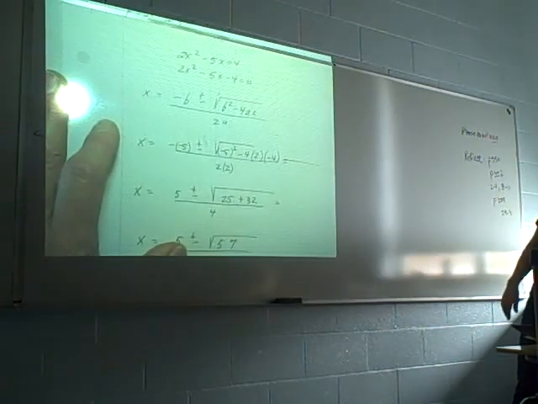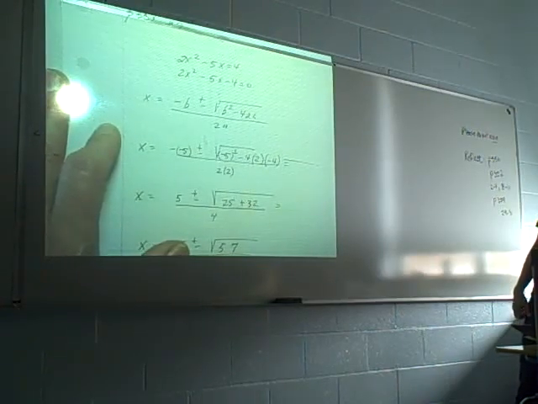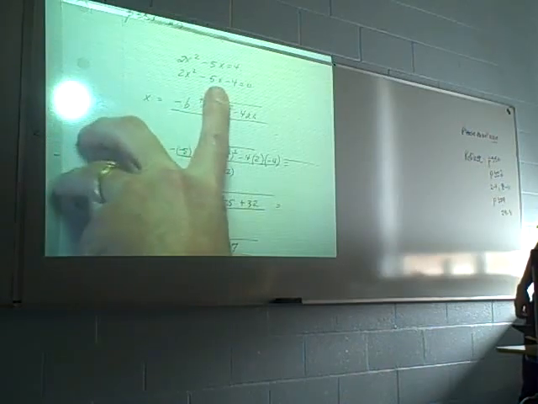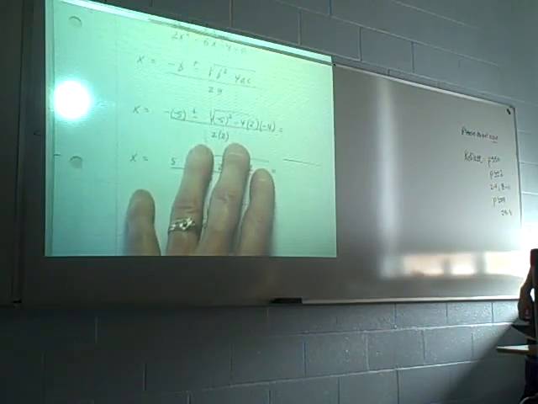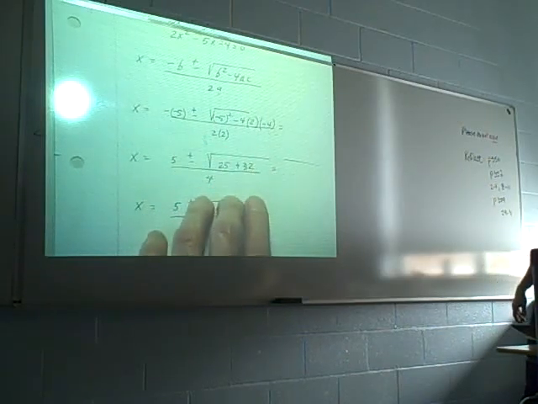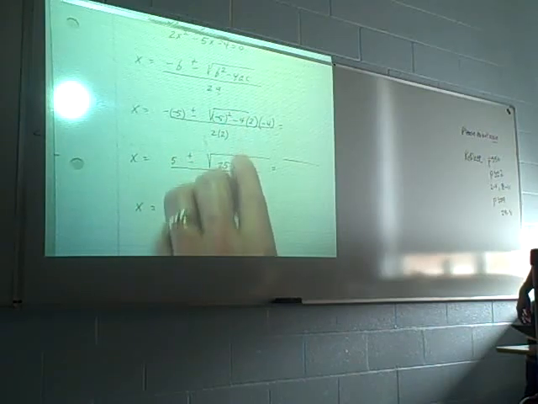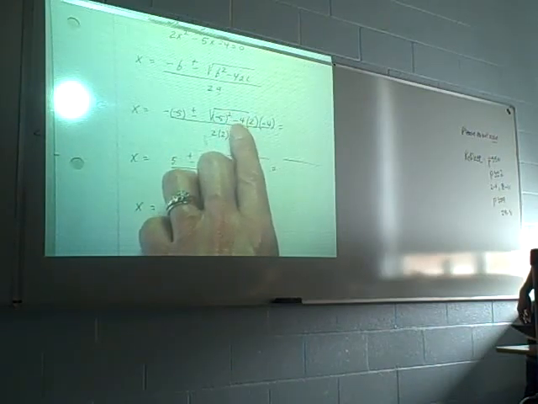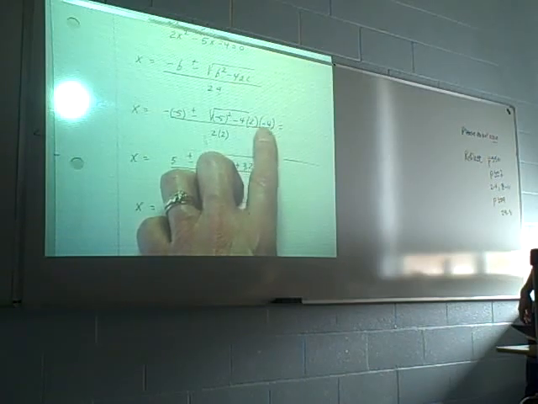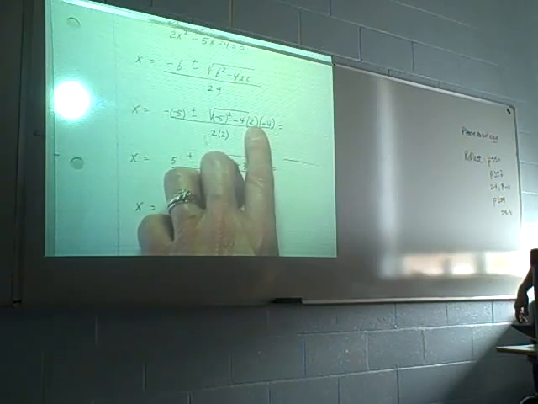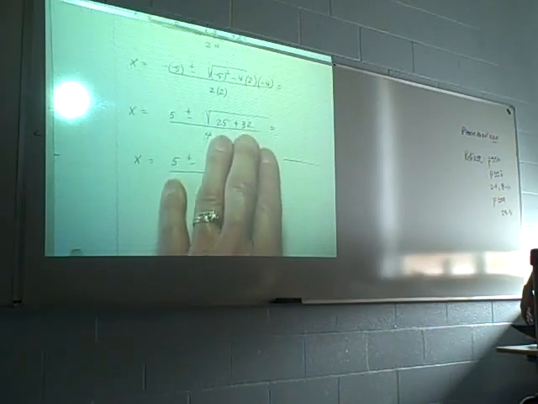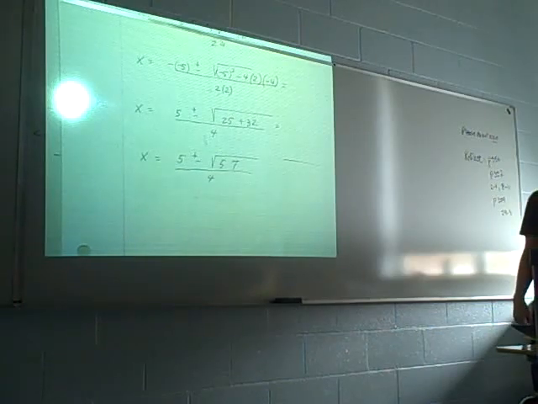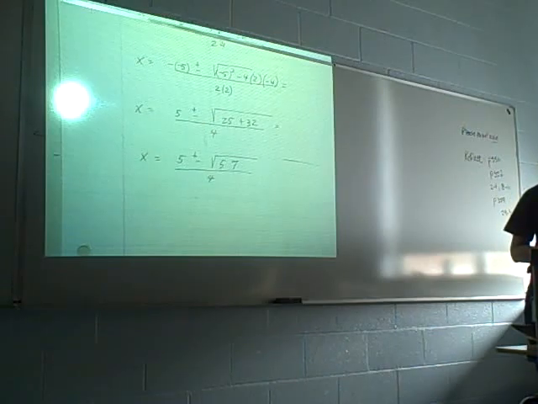Okay, this problem: 2x squared minus 5x equals 4. I rewrote it in standard form, wrote my formula, and just plugged in. Minus 5 squared is 25. A negative and a negative is going to be a positive. So 4 times 2 is 8, 8 times 4 is 32, and 25 plus 32 is 57. What kind of a number is 57? Prime. There's nothing I can do with that.